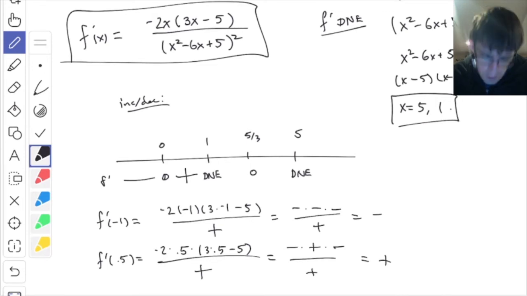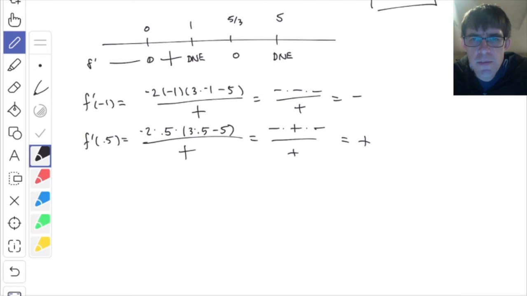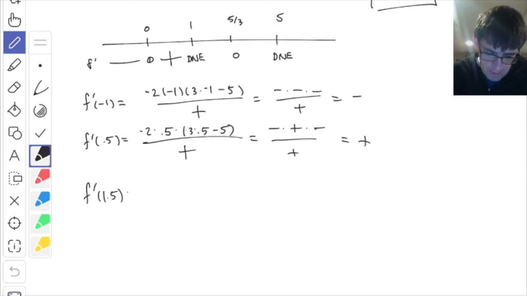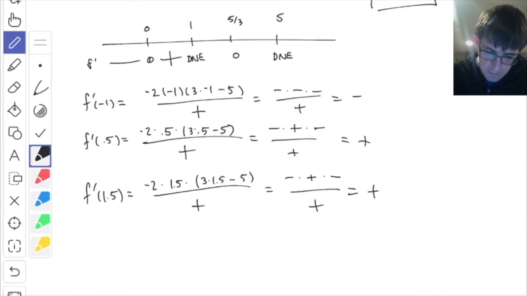All right, keep going. Plug in the next point. Between 1 and 5/3, 5/3 is 1 and 2/3, so I'm going to use 1.5 for that one. -2 times 1.5 times 3 times 1.5 minus 5 over a positive. This is negative, positive. 3 times 1.5 is 4.5. Minus 5 is negative, so that's negative right there over positive. This is positive, so it's positive right there.